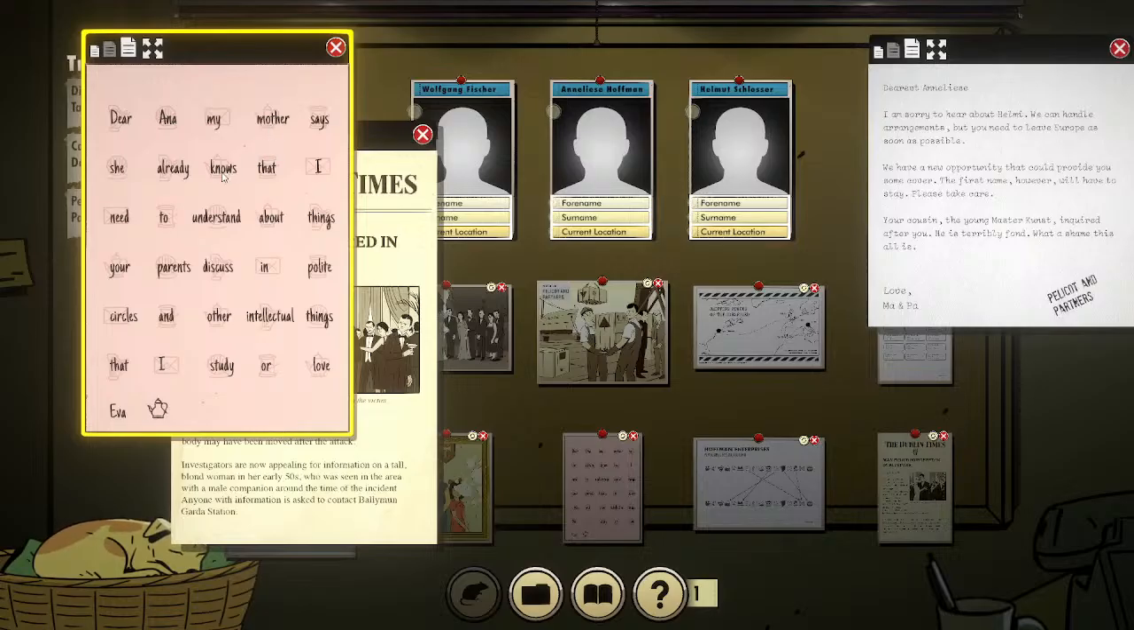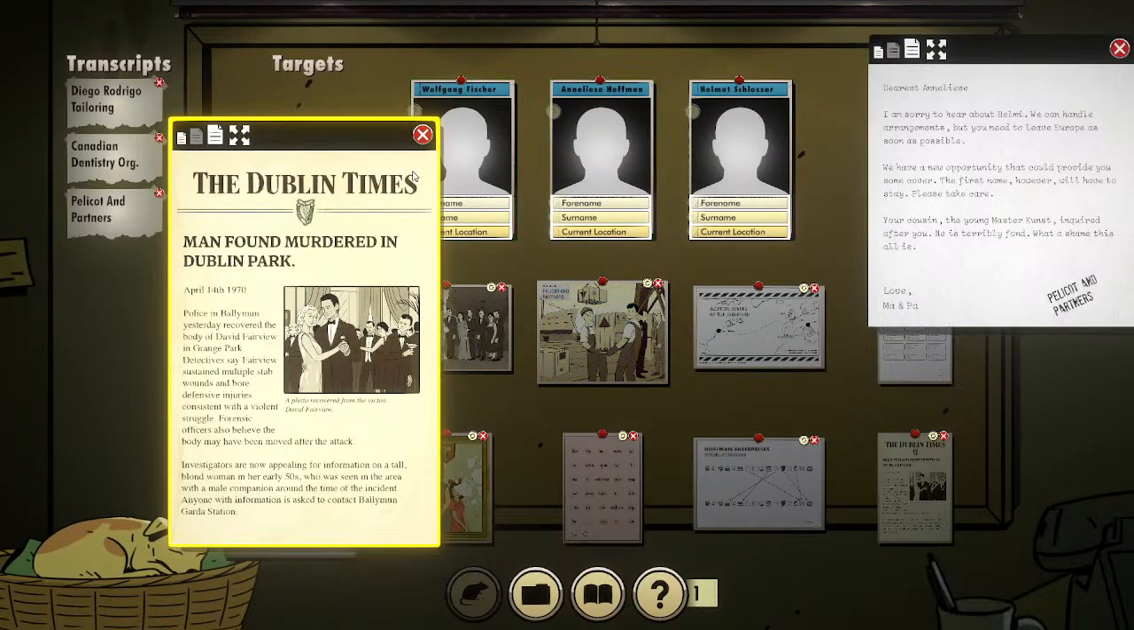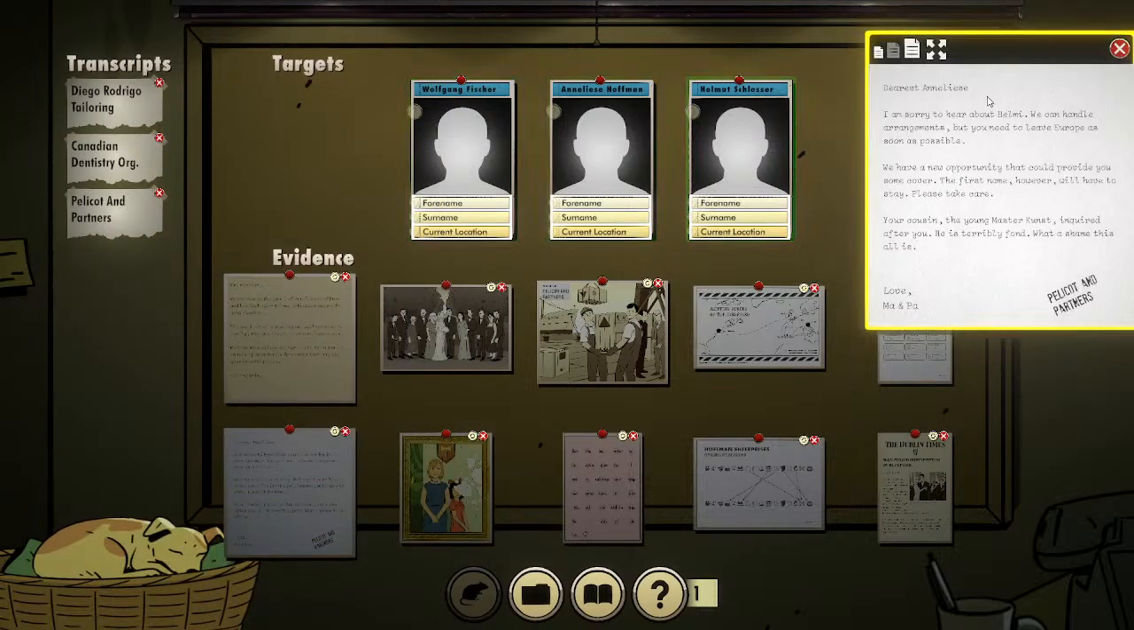Mother knows about your other love. Okay, so now we have Ava wrote a coded message. Mother knows about your other love. I'm not sure how that's gonna reveal. Is there like labeling on this evidence? Can I see what this actually is? Because that's probably important.